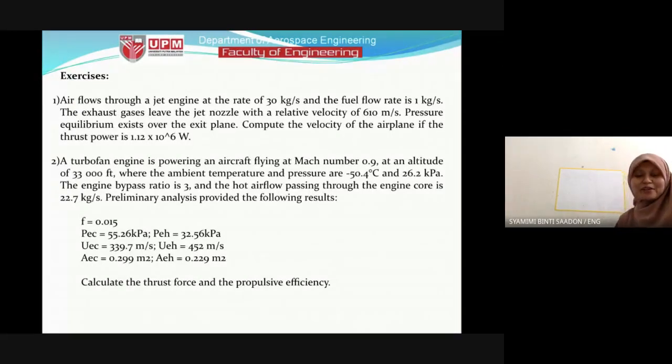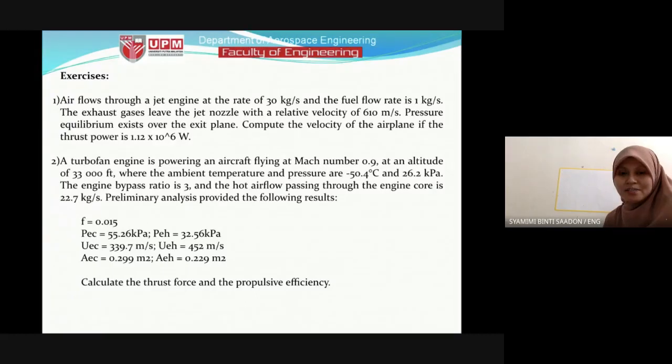Okay, the second one, you can see here. A turbofan engine is powering an aircraft, so remember turbofan, that's why we have cold and hot values. A turbofan engine is powering an aircraft flying at Mach number 0.9 at an altitude of 33,000 feet, where the ambient temperature and pressure are negative 50.4 degrees Celsius and 26.2 kilopascal. The engine bypass ratio is 3, and the hot airflow passing through the engine core is 22.7 kilogram per second.